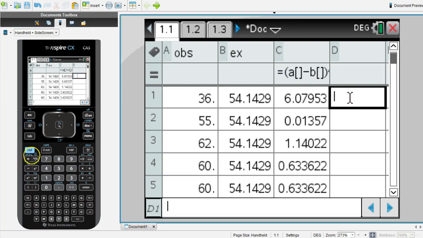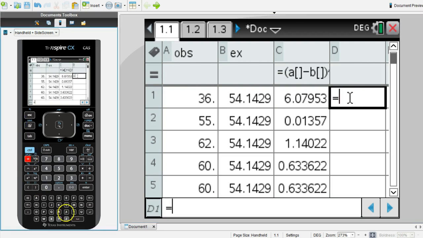Maybe. There we go. Put an equal sign. And I just want the sum, S-U-M, of everything in C. Of C bracket. And that is our chi-squared, 9.4723.